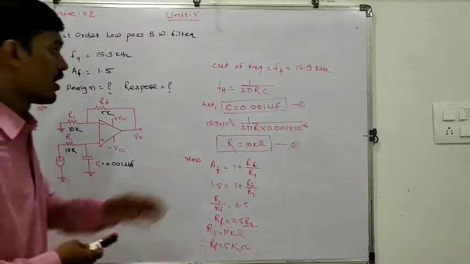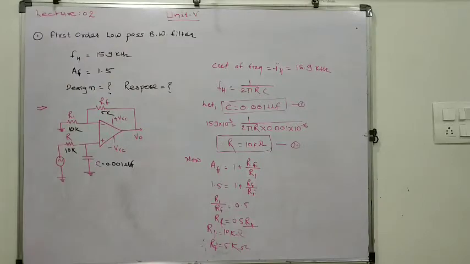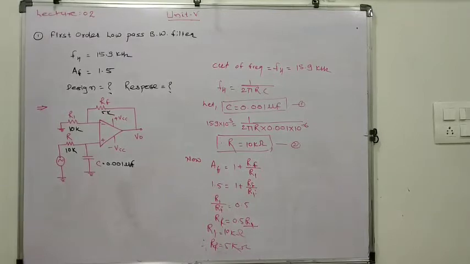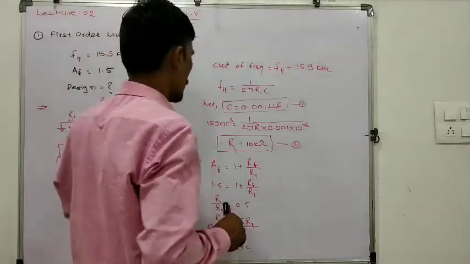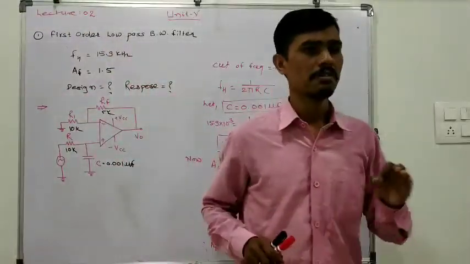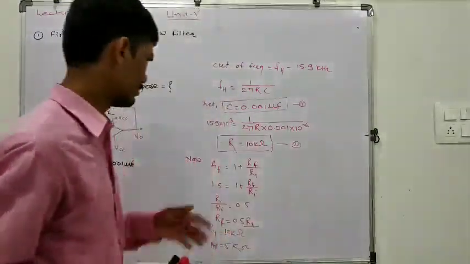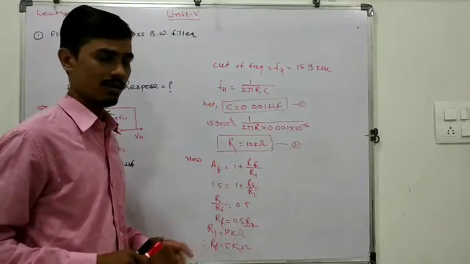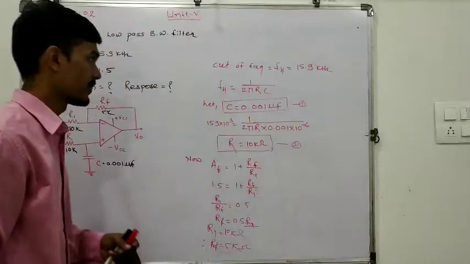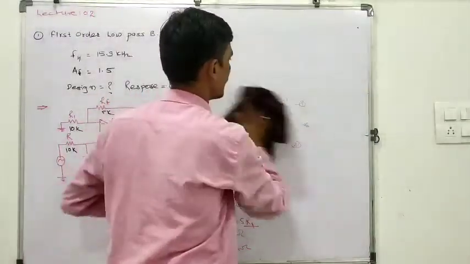So this is all about the designing of the first order low pass Butterworth filter. If you look at the solution, you might see that designing of a low pass filter, that is an active filter, is very simple. We just have to remember the formulas, that is the high cutoff frequency formula and the gain formula. Next, we have to plot the response of this filter.